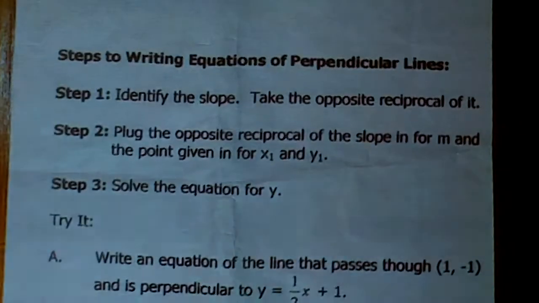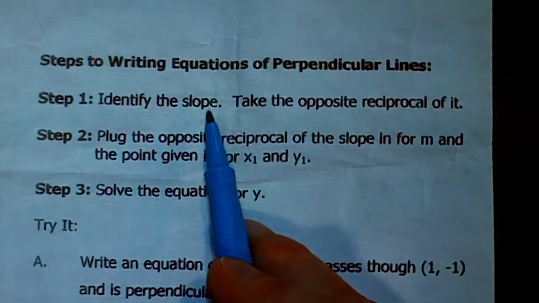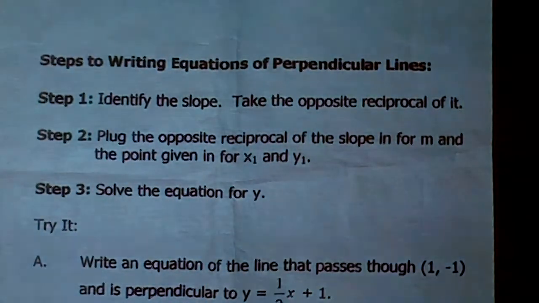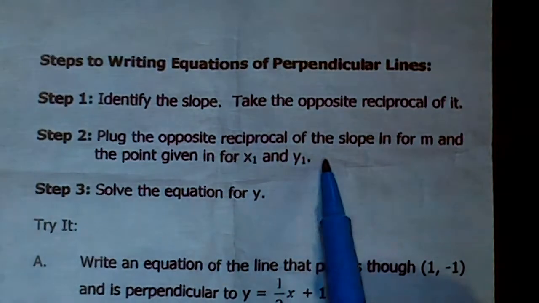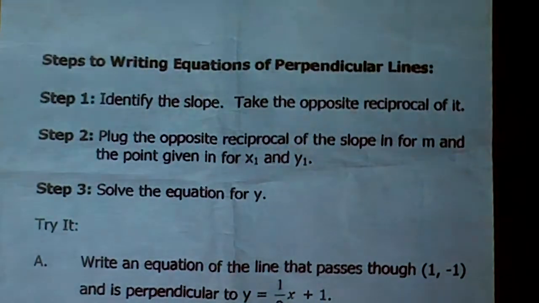All right, so turn the page. Here we go. Let me make sure you can see. Here are your steps listed out nice for you. Identify the slope, take the opposite reciprocal of it, plug the opposite reciprocal of the slope in for m, and a point given in for x1 and y1, and step 3, solve the equation for y. Same kind of concept as what we did before.